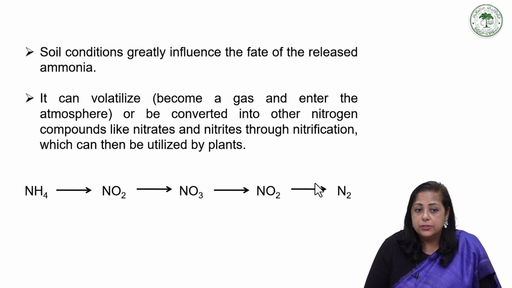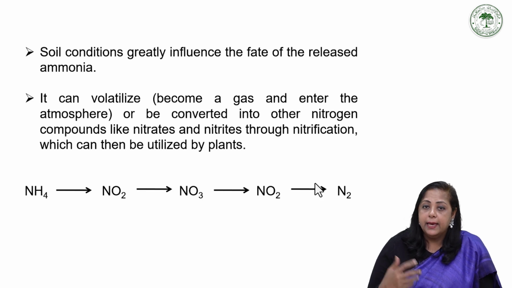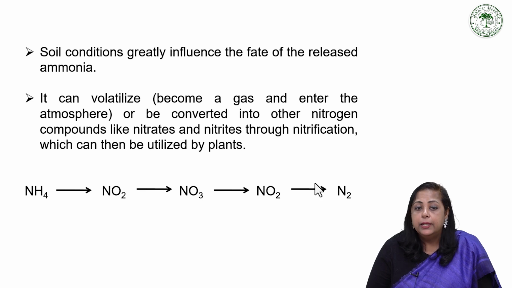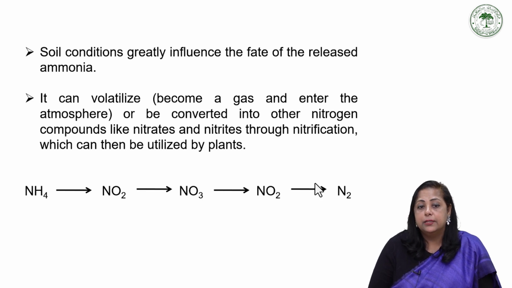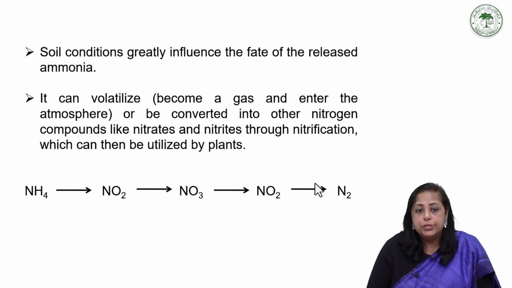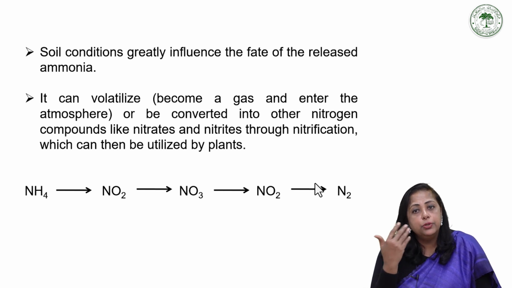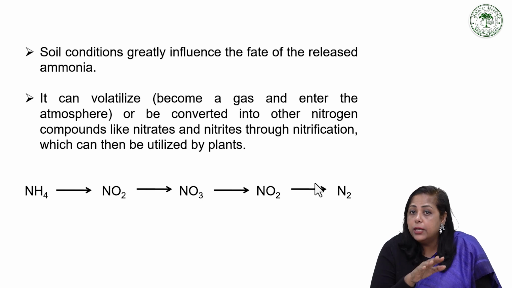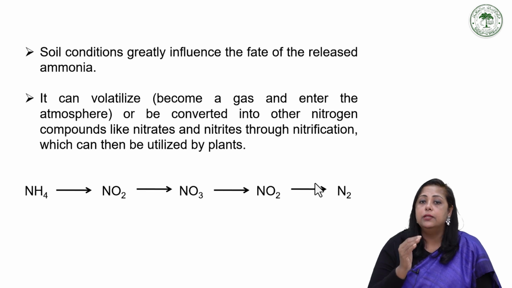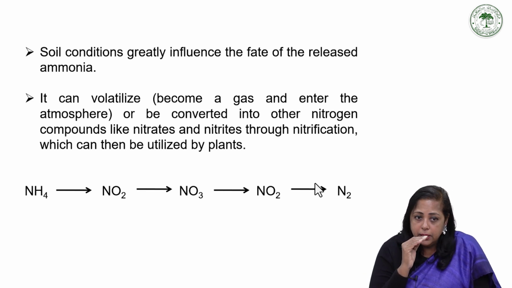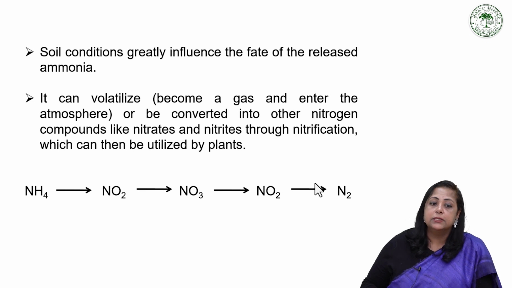It can volatilize, become a gas and enter the atmosphere, or be converted into nitrogen compounds like nitrites and nitrates through nitrification, which can be utilized by plants. Either it will go back to the environment in the form of gas, or it will be utilized by the plants. So, it all depends on the soil condition, what kind of soil we have. Soil condition is very important in converting it either into the gaseous form or into the nitrate and nitrite form, so that the plants can use it.